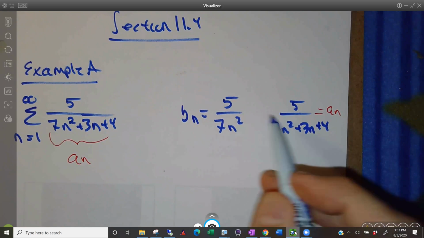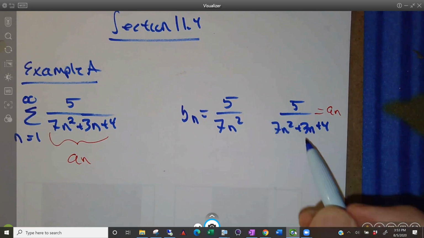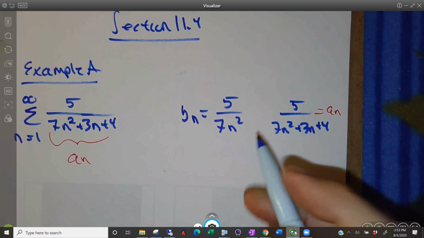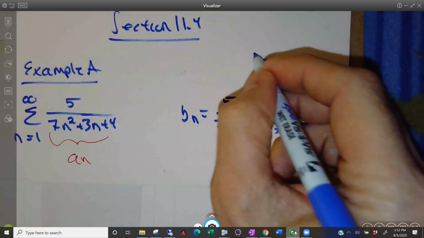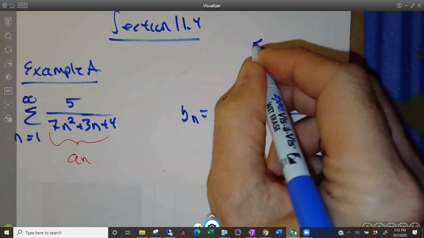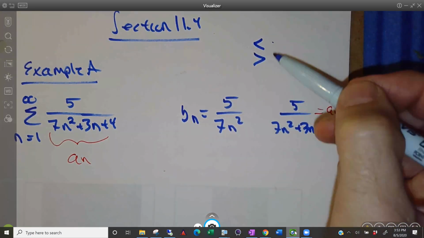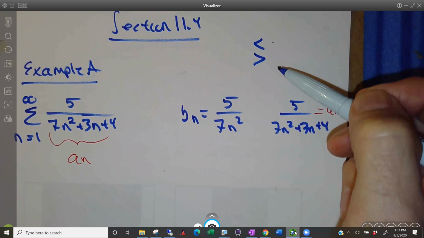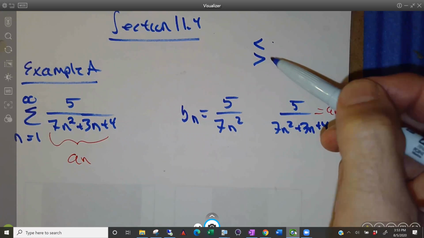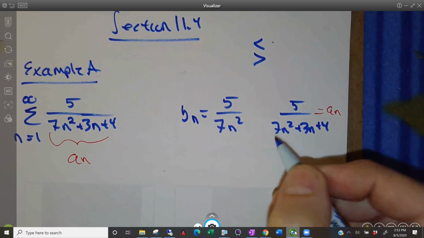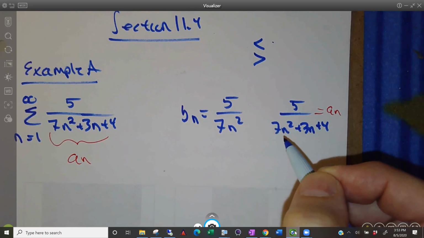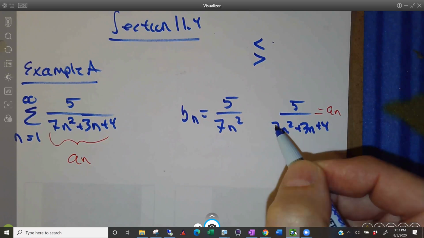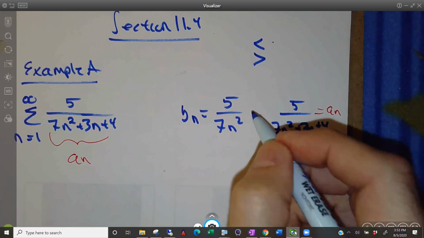Now, if it has a larger denominator, what kind of inequality can I write between these two? Which one's bigger? Am I going to write less than or greater than? Less than. B is less than A. Is that right? No. B is greater.